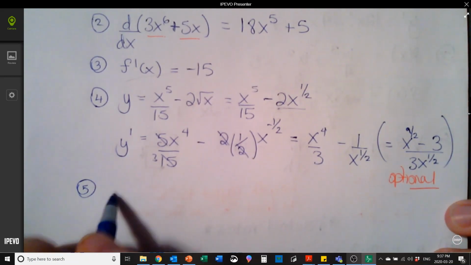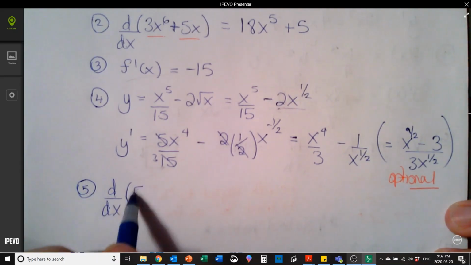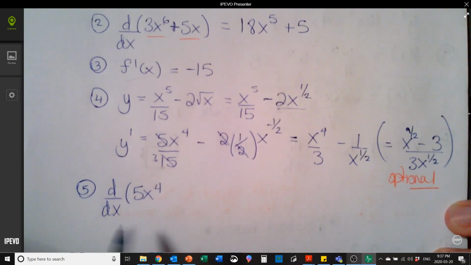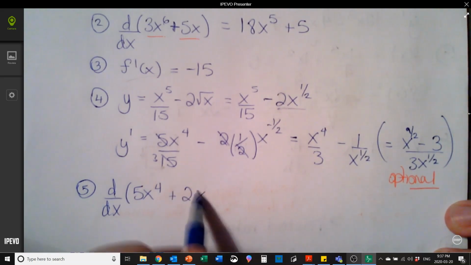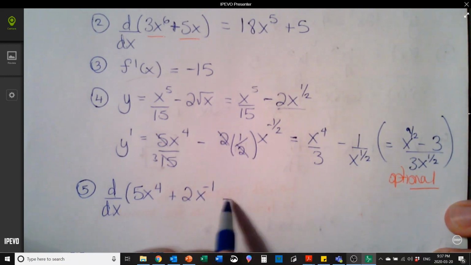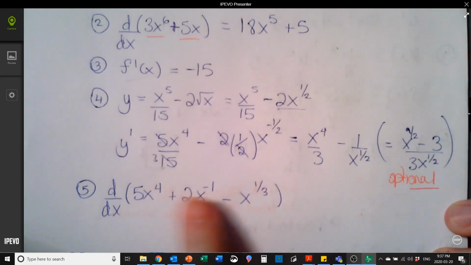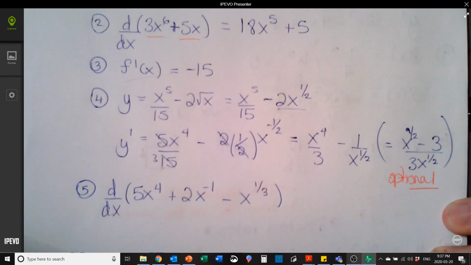Alright, the last one. So you're going to do d/dx of number 5. There was 5x to the 4. Then it said plus 2 over x. Now I'm going to change that because I know that 2 over x is the same as 2x to the negative 1. And it had minus the cube root of x, which I know is x to the 1/3. Right, the goal is to turn whatever you can into a power, because the power rule is usually our simplest way of doing the derivative. So if we can make a power rule and just simply apply a single power rule to get the answer, that's the best option that we'd want to try and use.